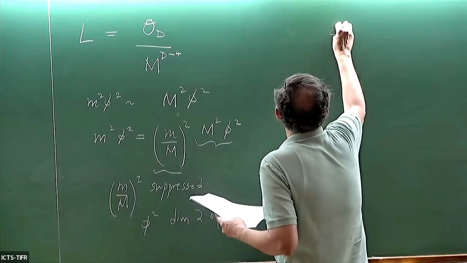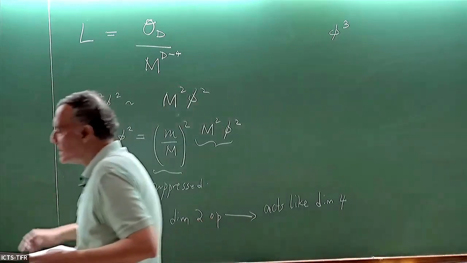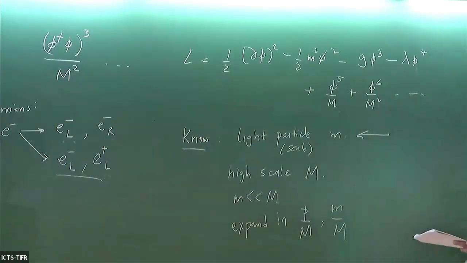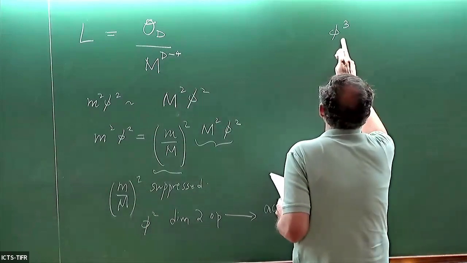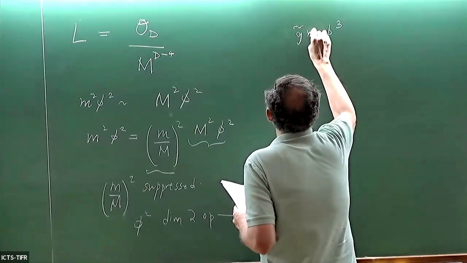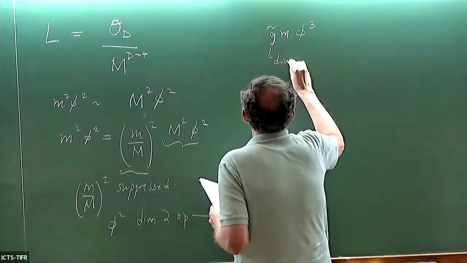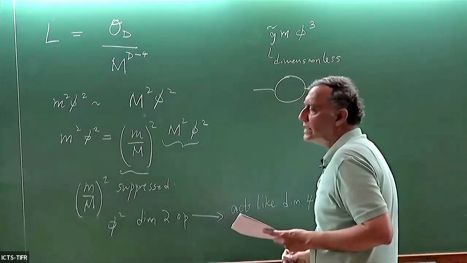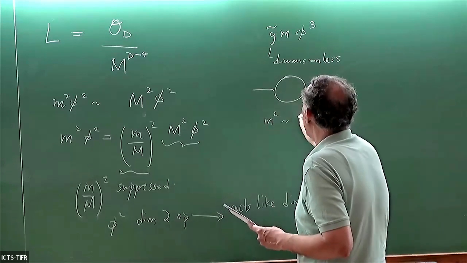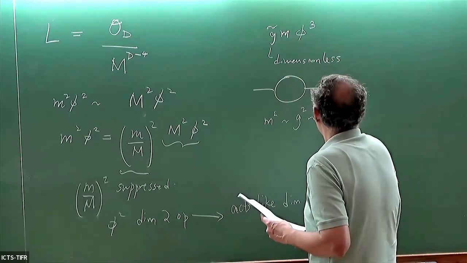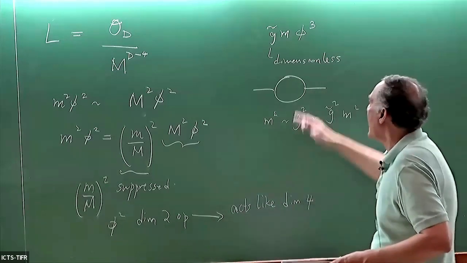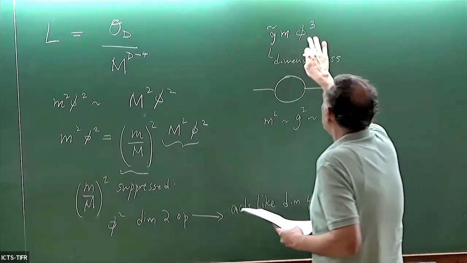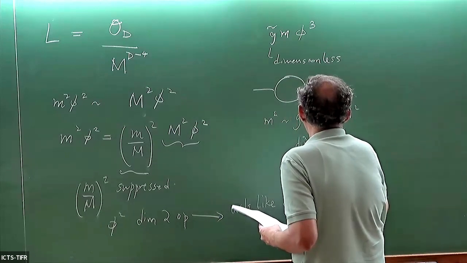And similarly, the phi cubed operator has to have a G here, which has dimensions of a mass, and that mass has to be a light mass, so the coefficient should be some G twiddle times little m, where G twiddle is dimensionless. The reason is that you can do loop graphs like this and generate a mass squared for the scalar, which is of order G squared, which with this notation would be G twiddle squared m squared. So it has to be of order the light particle scale, otherwise loop graphs are going to make the particle heavy. And so here, phi cubed has an m over M suppression.